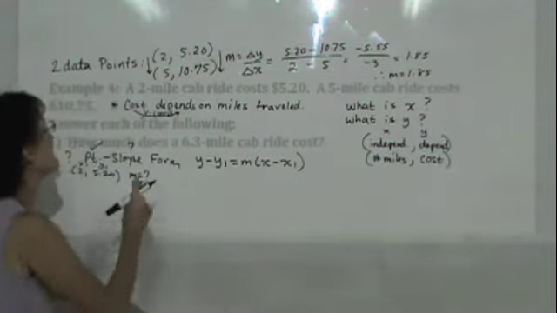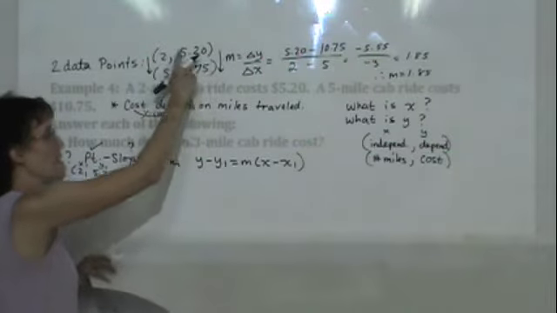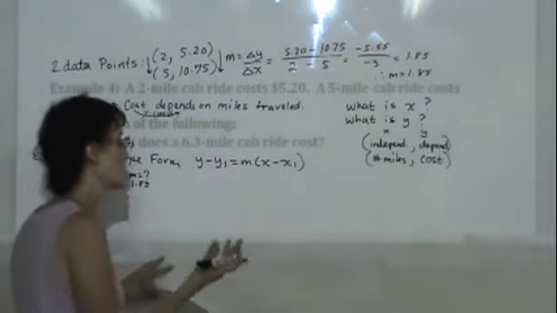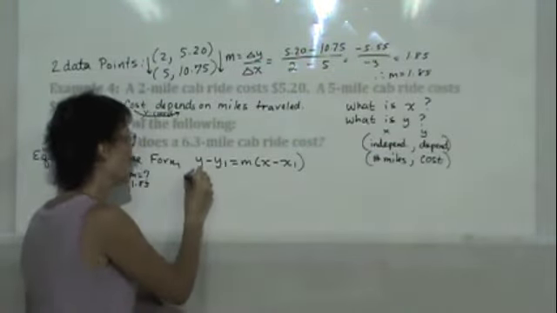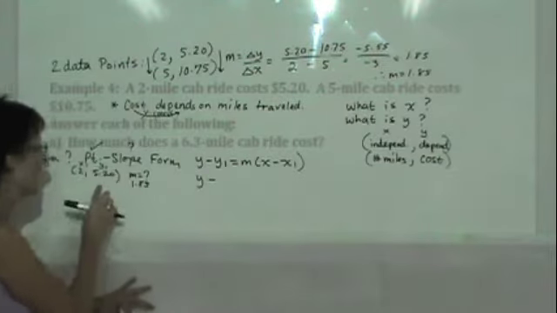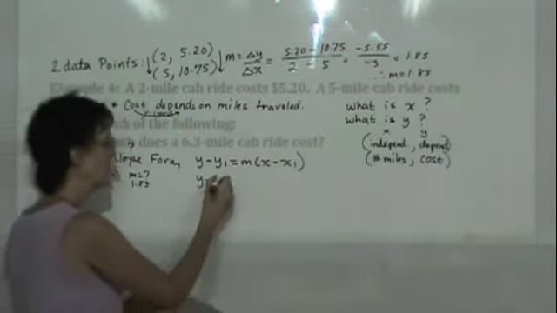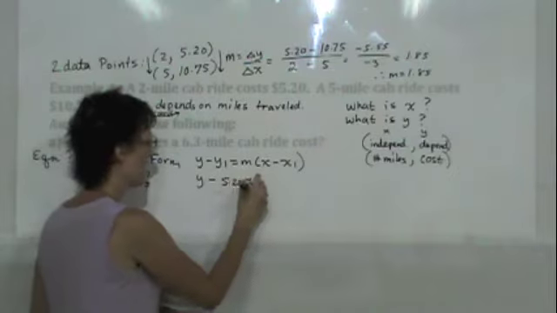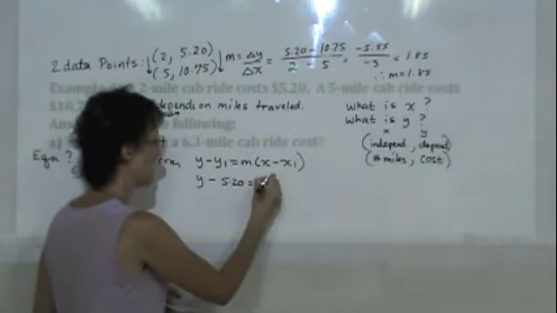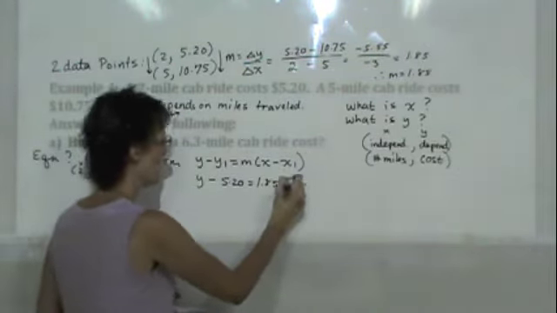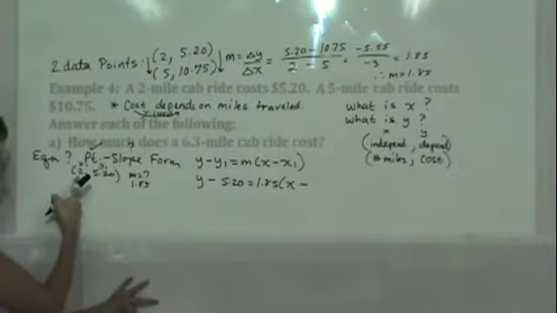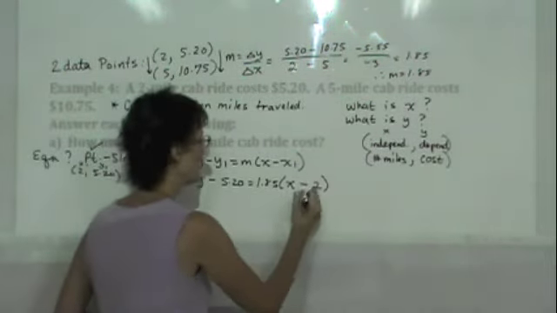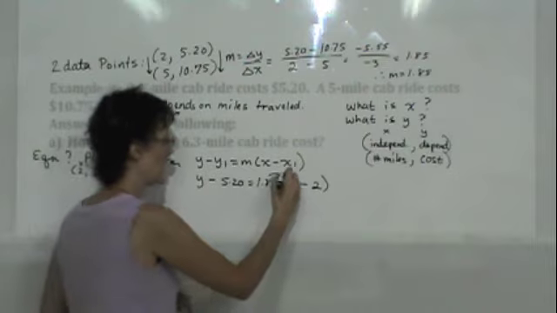Okay? I clearly do not have a 0 here, so I don't have a y-intercept, so I need to go through this completely. So I've got y minus y1, I'm going to choose to be 5.20, and my slope is 1.85, and I have x minus, and my x value is 2.